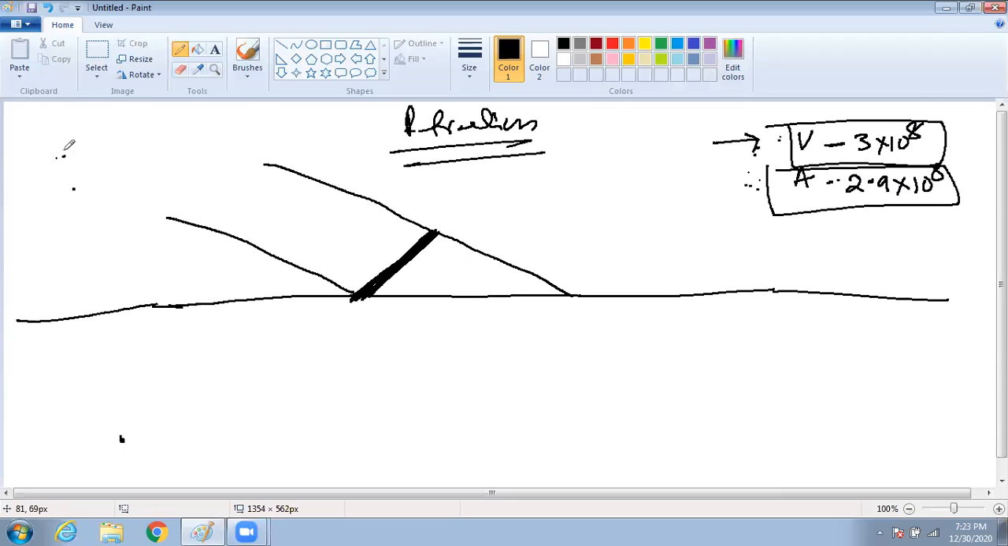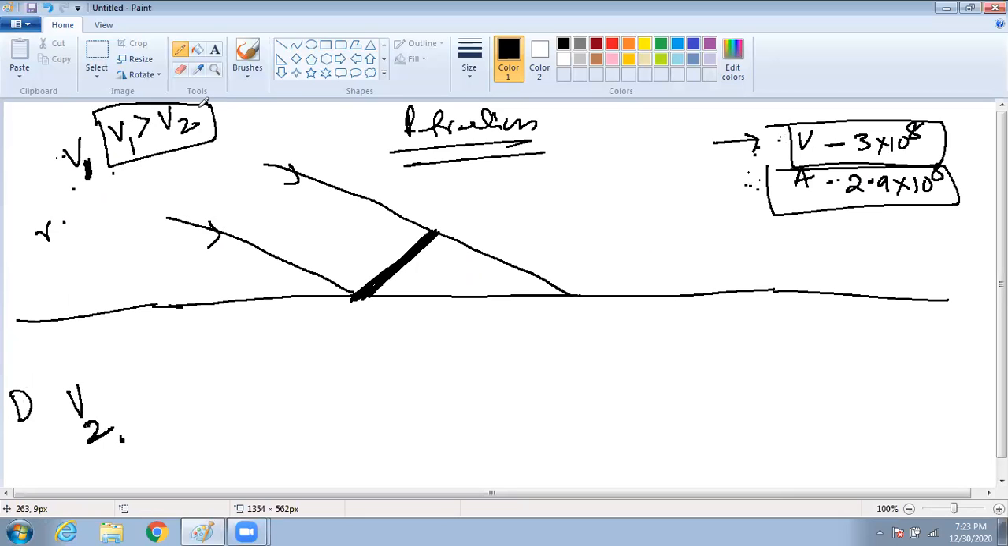So this is the rarer medium, this is the denser medium. The velocity of the rays will be V2 here, and the velocity of the rays will be V1 here. Since the rays are going from the rarer medium to the denser medium, remember V1 will be greater than V2. Correct?